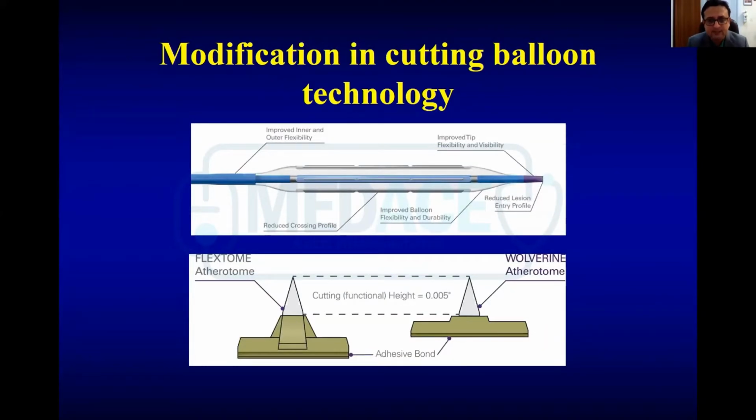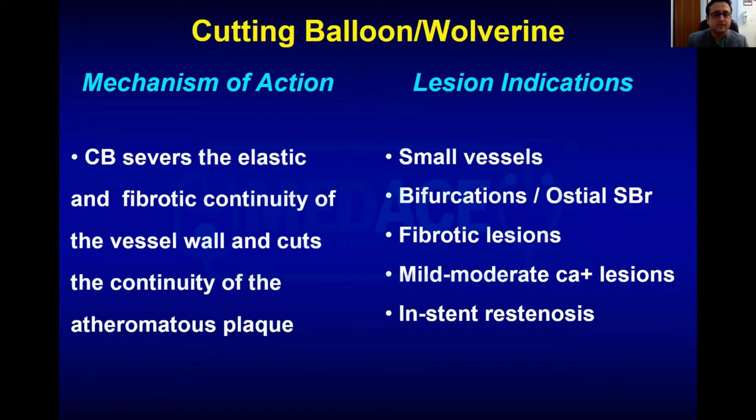So Wolverine is one of the newer entrants in the Pakistani market in terms of cutting balloons, and it's made by Boston Scientific. Flexstone was a bit hard to deliver, so they've made the profile a bit smaller, so it's more deliverable. Especially for ostial side branch lesions, I think it's an amazing tool to have if you can have it in your lab and if it's affordable for the patient. It cuts the elastic lamina.